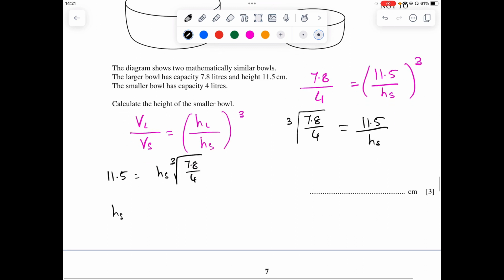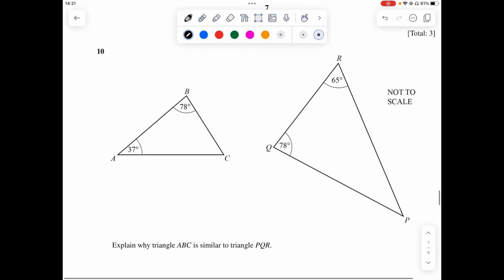So what is the height of the smaller one? 11.5 divided by cube root of 7.8 upon 4. Simplify by the calculator and write three significant figures. You should be getting 9.20. Question number 10.